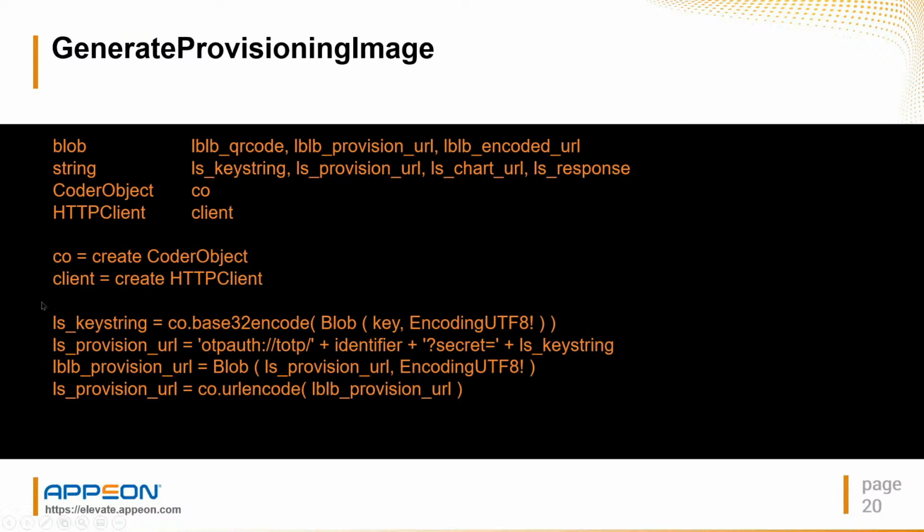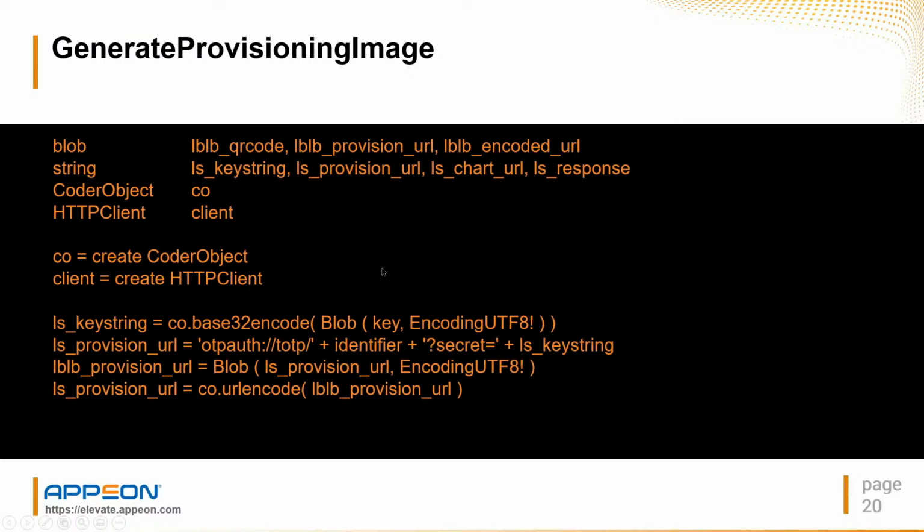I know it was introduced maybe in 2019, but in R2 is when they added base 32 encoding. So we're going to use that coder object. We're going to take the key value that the user entered. We're going to convert it to a blob in UTF-8 because that's what the base 32 encode function is looking for. And we're going to get a string back that is the base 32 encoded value. We're going to plug that into the back half of that URL we're putting together.